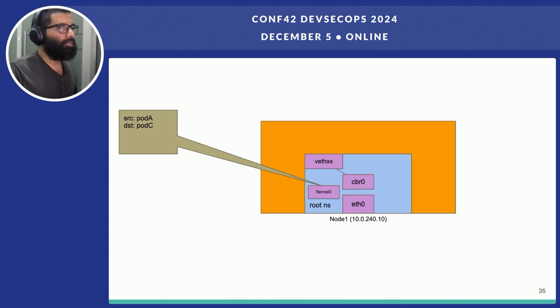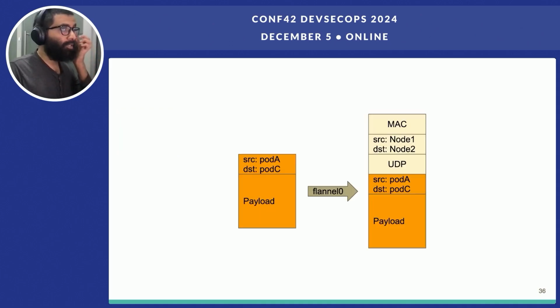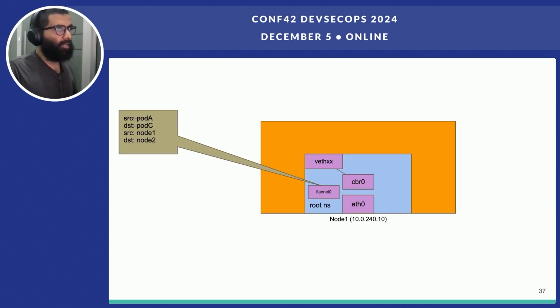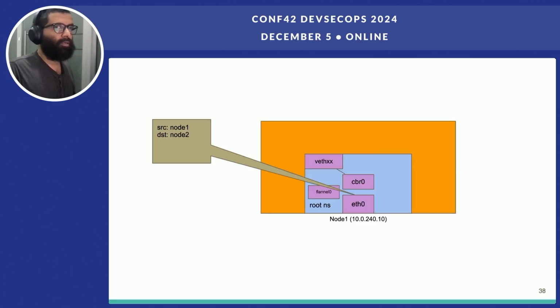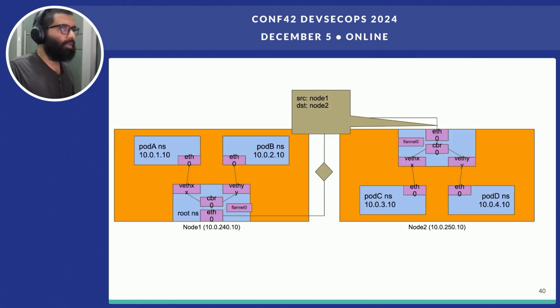So with this information, what it does is it encapsulates the packet, which means it puts a header on top of the packet with node 2 as the destination address and node 1 as the source address. So your entire original packet is now encapsulated inside a new packet which is created by Flannel. So Flannel has now encapsulated the packet and it is ready to leave node 1, and it eventually reaches node 2. When this packet reaches node 2, it is again intercepted by the Flannel device.